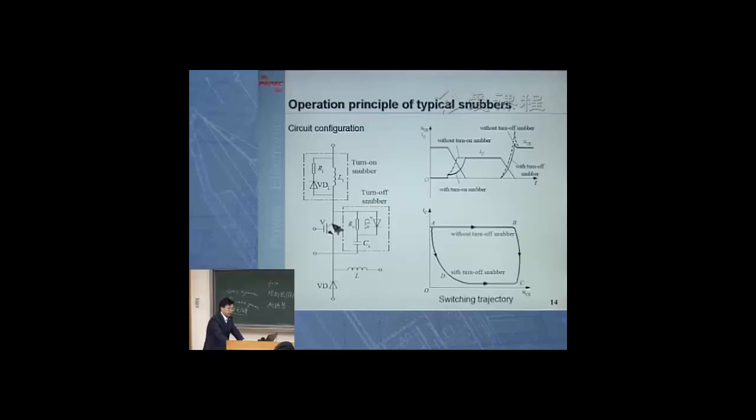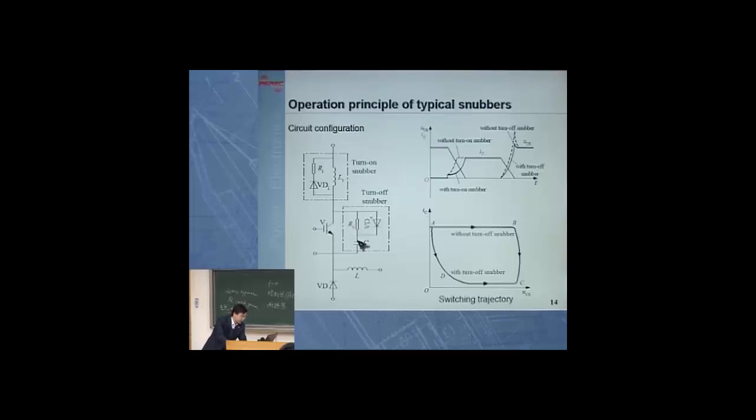If you don't have this turn-off snubber, then when you turn off this IGBT, the current flowing through this IGBT and this inductor will suddenly change from a certain value to 0. That is a very high di/dt. That high di/dt multiplied by this inductance will cause overvoltage. So in order to deal with that, I can connect this part of the circuit in parallel with the IGBT.